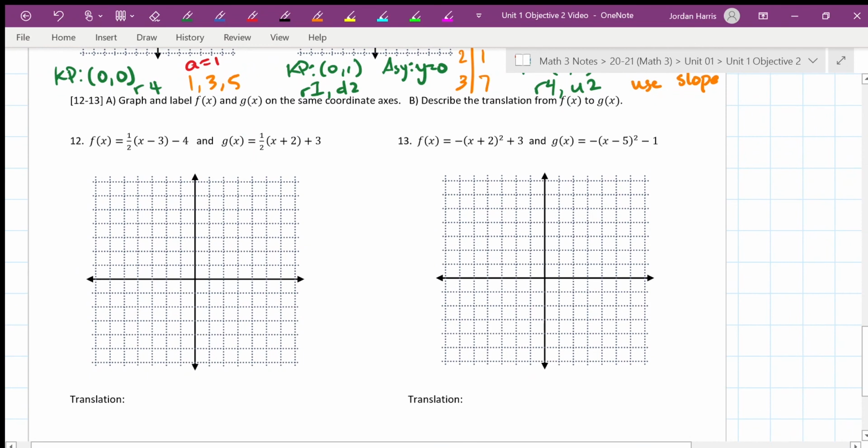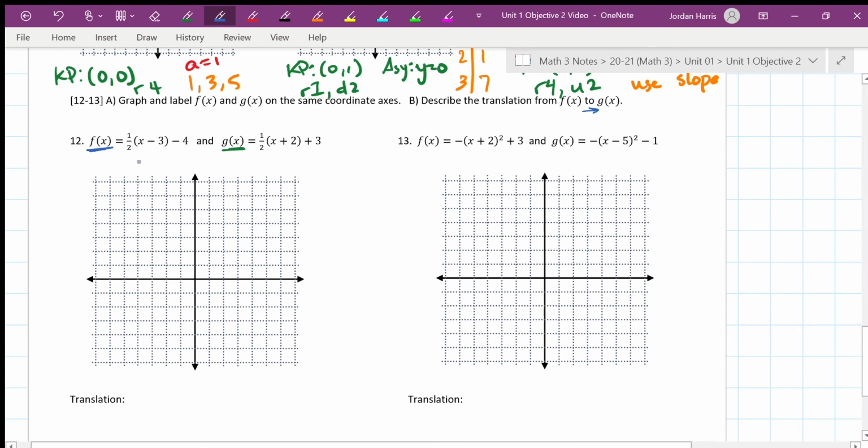All right. Last thing, we're going to describe translations now. So we're going from f to g. So how would I get from the f of x graph to the g of x graph? So I'm going to graph f of x as blue, g of x is green for this one. Okay, so these are linear functions. That's nice, easy to graph.